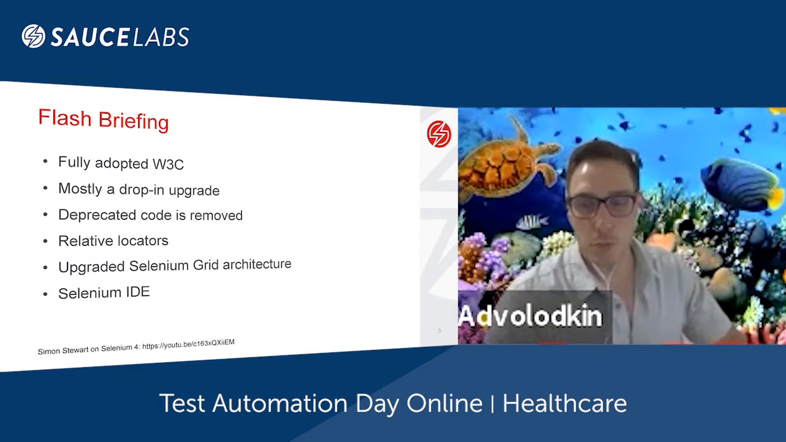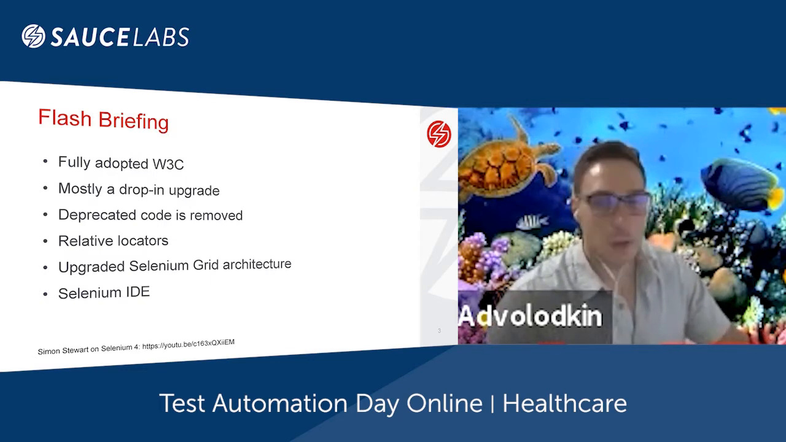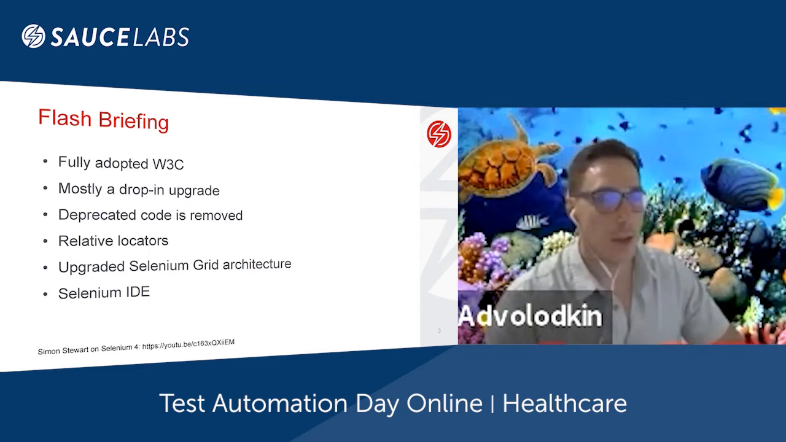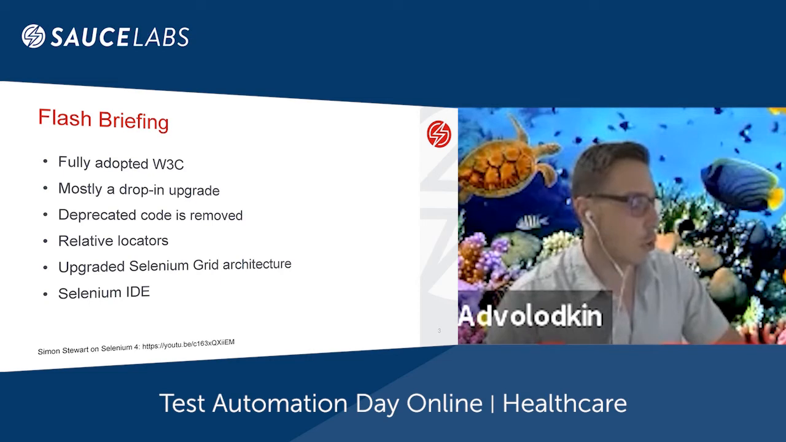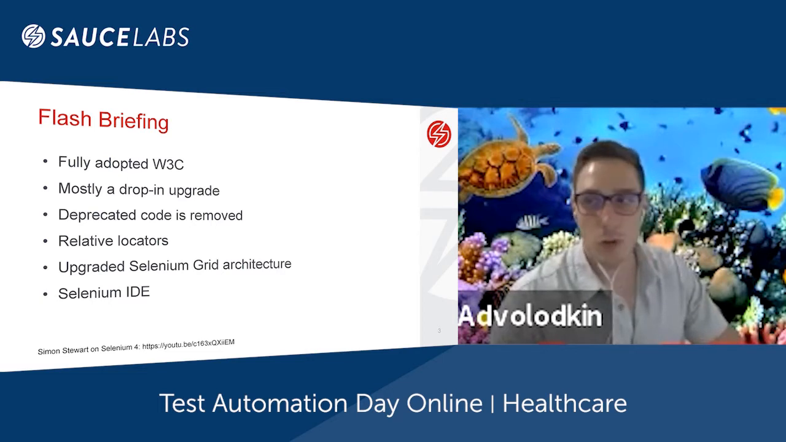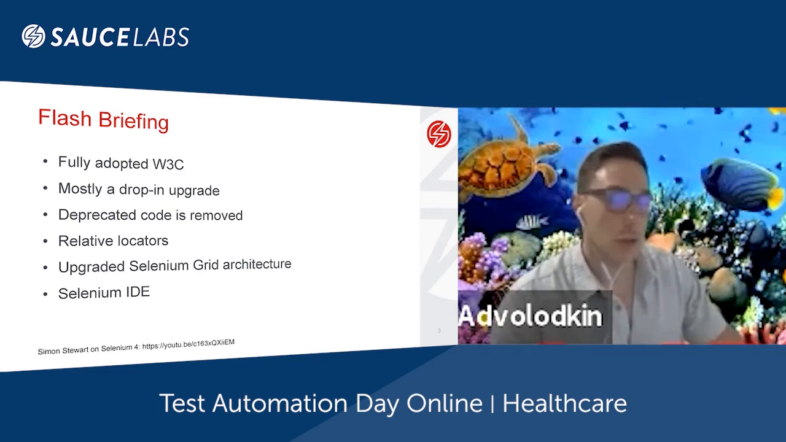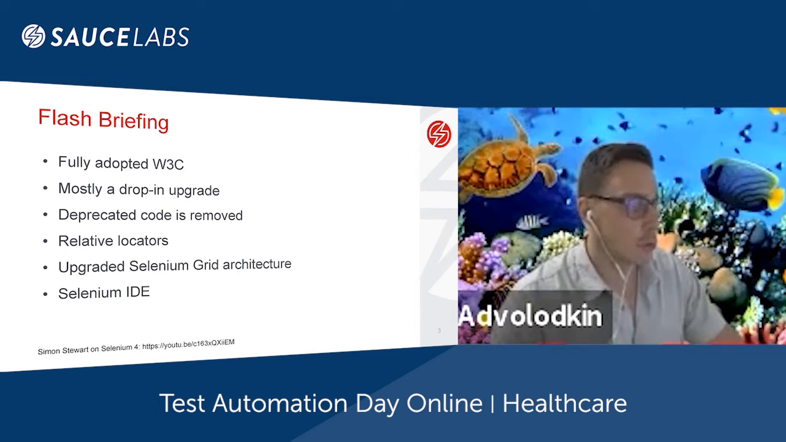So just a quick little flash briefing about what is new in Selenium 4 that we can expect. Selenium 4 is not yet released, but last I spoke to Diego Molina, one of the core contributors to Selenium, he said they hope that by the end of the year it will be released. So there's going to be a fully adopted W3C. According to Simon Stewart, it's going to be mostly a drop-in upgrade. Deprecated code that is currently in Selenium 3 is removed and will no longer exist in Selenium 4.